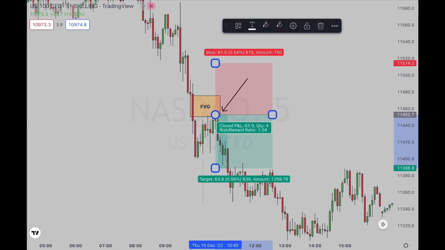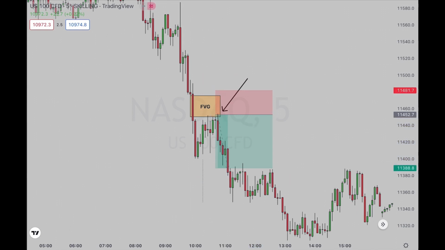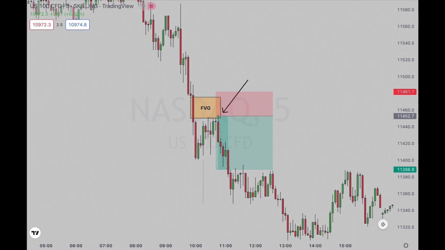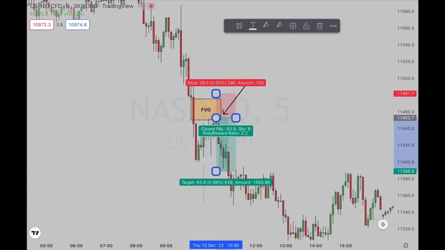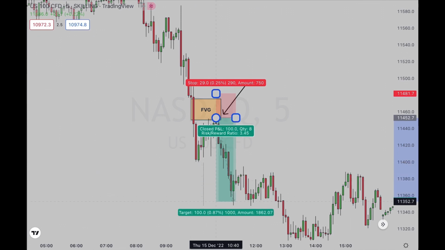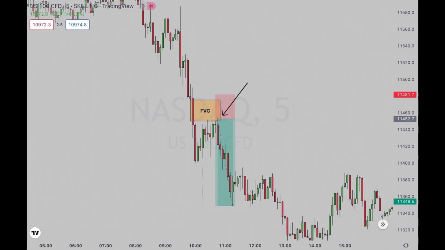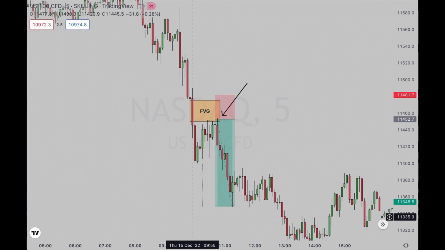So boom, liquidity grab, tap into fair value gap, stop loss would be right above this fractal, and after fair value, stop loss would be after the fair value gap, and finally your take profit will be at the symmetrical swing low. As you can see, guys, it works out pinpoint perfectly.